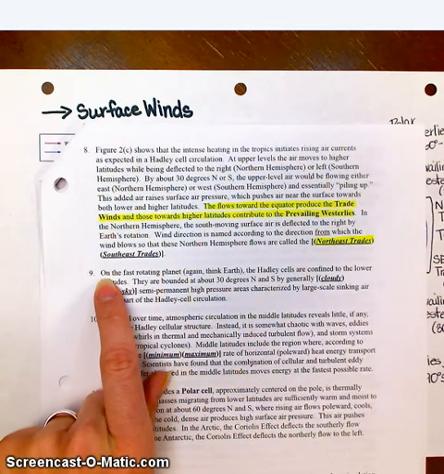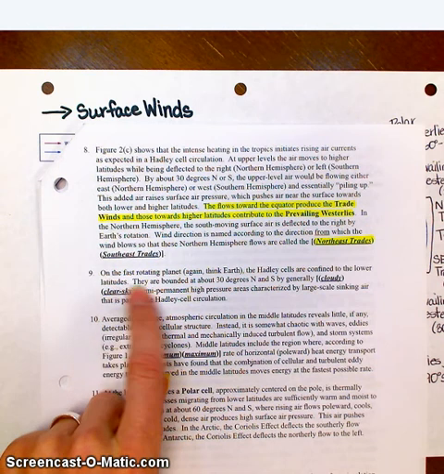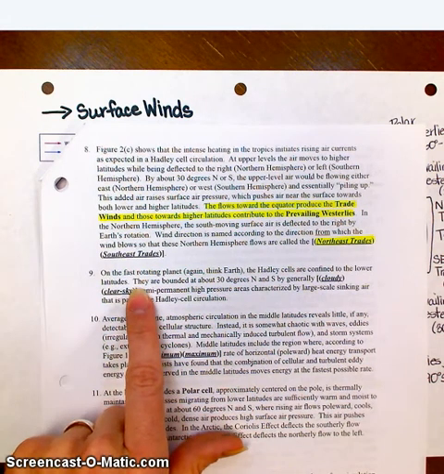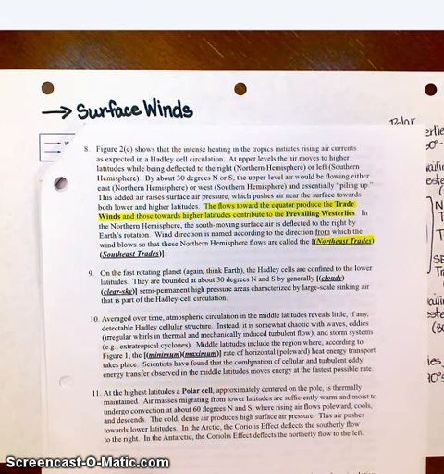On the fast-rotating planet, again, think about Earth. Hadley cells are confined to the lower latitudes. They're bounded at about 30 degrees north and south. And we want to know, is that an area where we generally have cloudy skies or clear skies? Okay, so they're bounded at 30 degrees north and south by generally what? Semi-permanent high-pressure areas, characterized by large-scale sinking air.